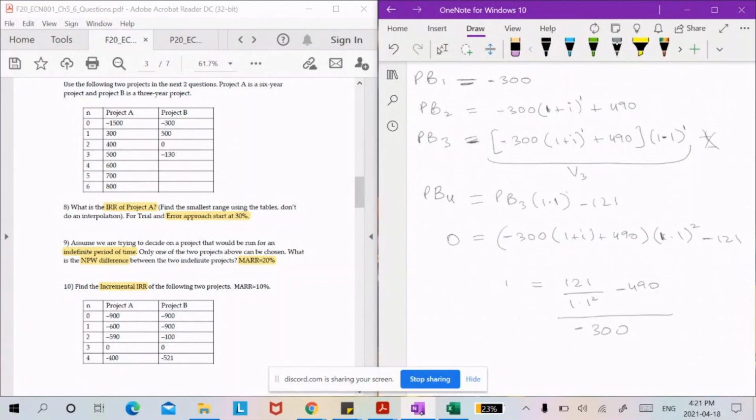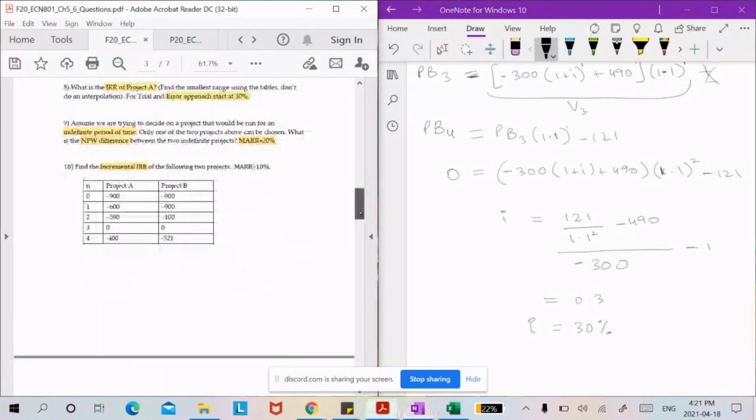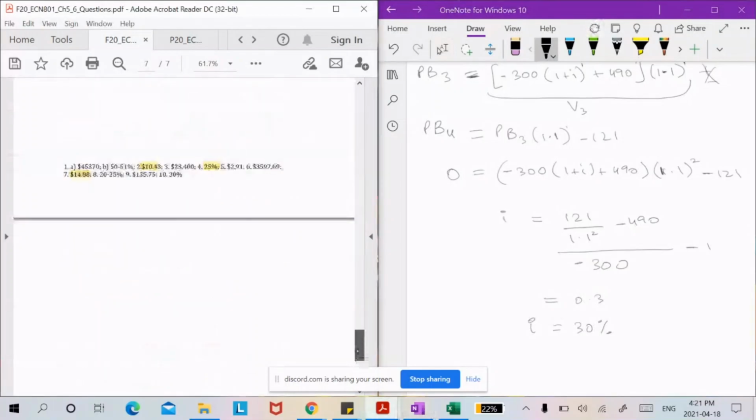Now let's take this 1 also. All you're left with is the I. It was plus 1 here, so it's going to be minus 1. And this way you just plug in everything into your calculator. 121 divided by 1.1 square minus 490 divided by minus 300 minus 1. You get this as 0.3, which means the IRR is 30%. That's pretty much it. Yep, 30%.